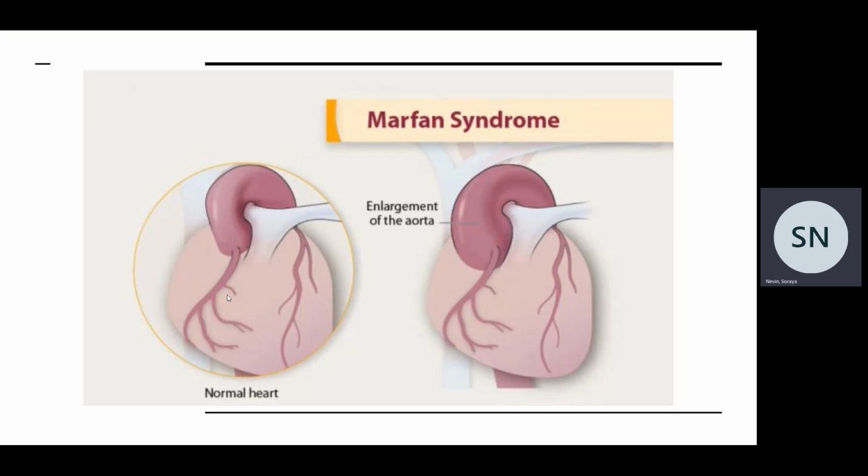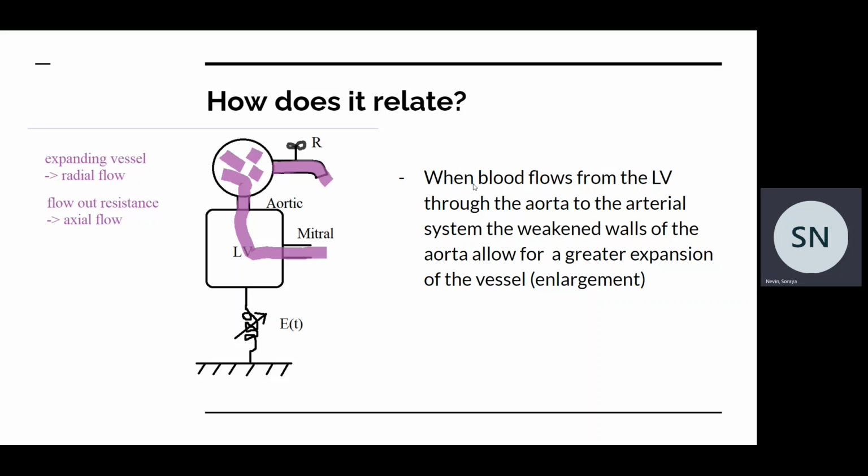On the left, you can see a normal heart, and you can see on the right someone who's suffering from Marfan syndrome, and you can see the enlargement of the aorta in the comparison. How does this relate? Well, you can see on the left, as I discussed in my understand token, this is the mechanical representation of the Windkessel model.